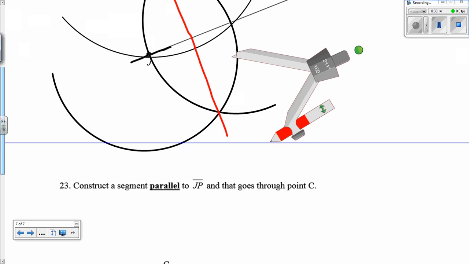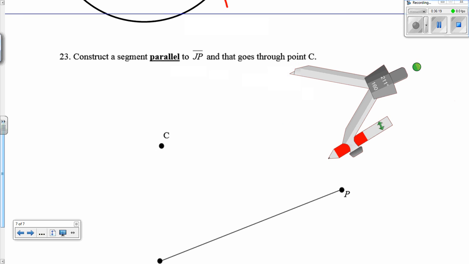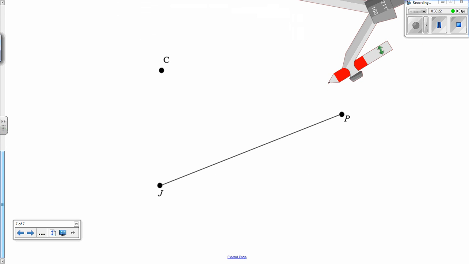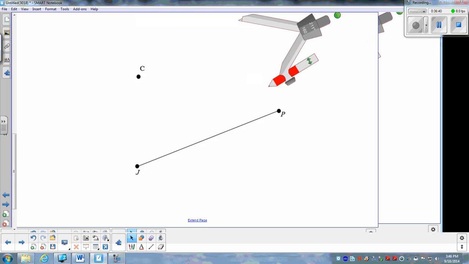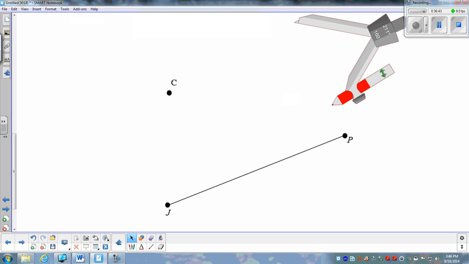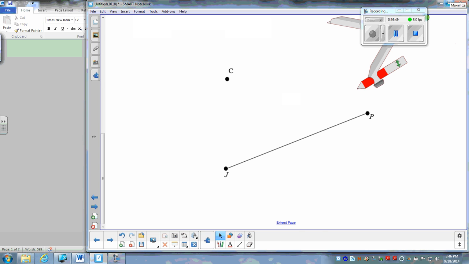Parallel. Our first step is to draw our line. Oops, that's not a straight line at all. Hold on. Sorry, my board is off. There's my line.